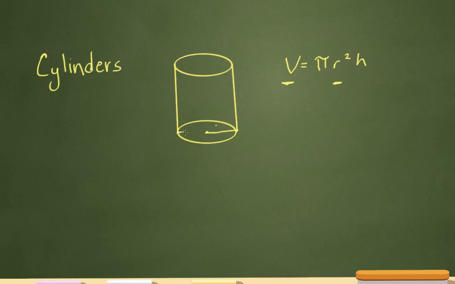So let's say, you know what, let's make it a little more interesting. Let's say they tell me the diameter is 10. And they also tell me that the height is 6. And the question is to find the volume.